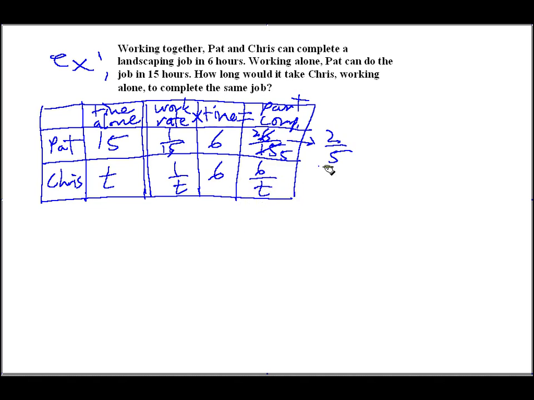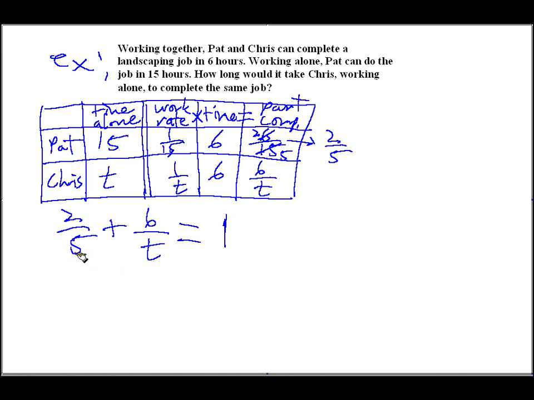So let's set it up. Pat's contribution is 2/5, plus here's Chris's contribution, 6/t, is equal to what? Again, if you put their two parts together, it's equal to 100% of the job. One job means 100% of the job. Can we see that? So typically you set it equal to 1 for these types of work prompts, right?